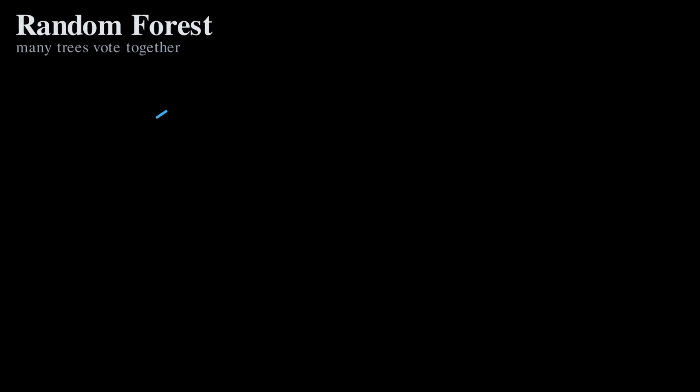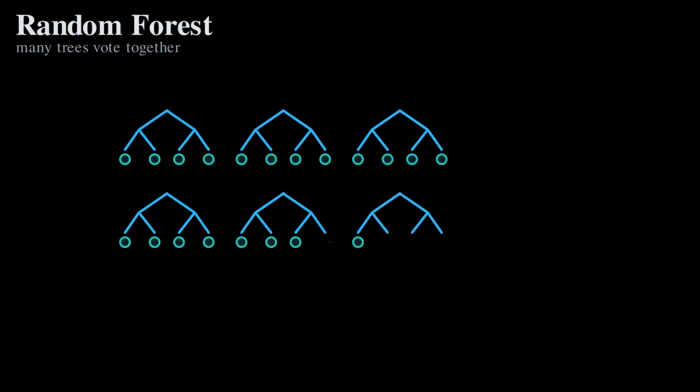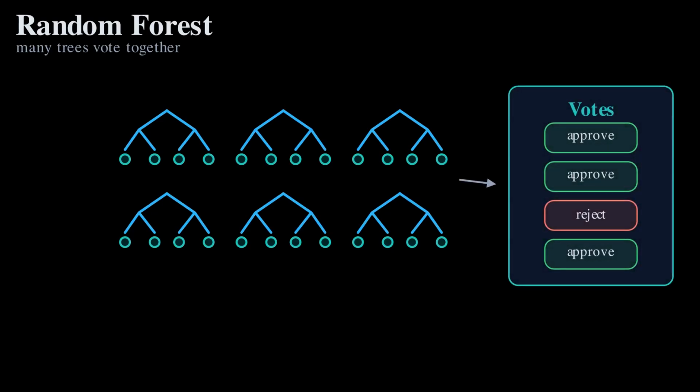The strength of the tree architecture is that it naturally handles nonlinear rules. The weakness is that a single tree can become unstable because small data changes may produce a very different set of branches. Random forest keeps the tree idea, but changes the overall architecture from one tree to many trees working together.